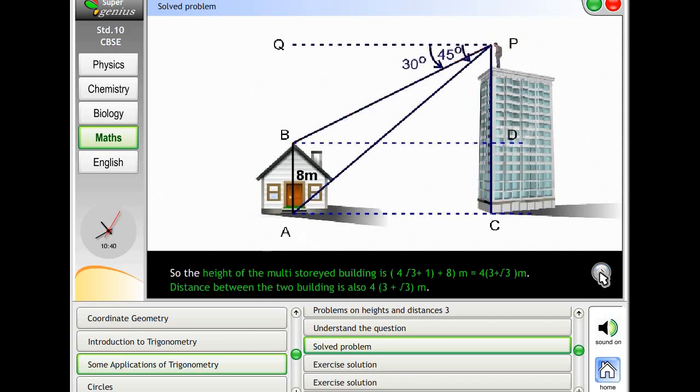So the height of the multi-storied building is 4 into root 3 plus 1 plus 8 meters, equals 4 into 3 plus root 3 meters. Distance between the two buildings is also 4 into 3 plus root 3 meters.